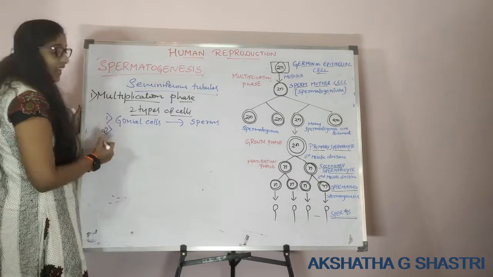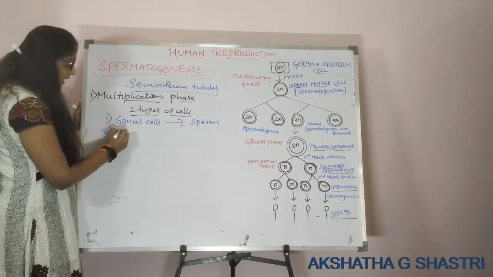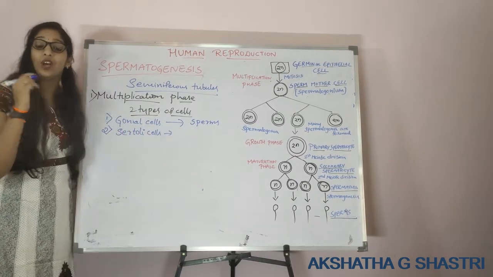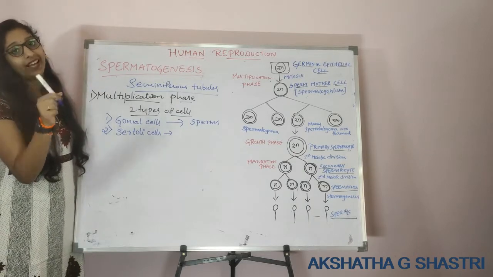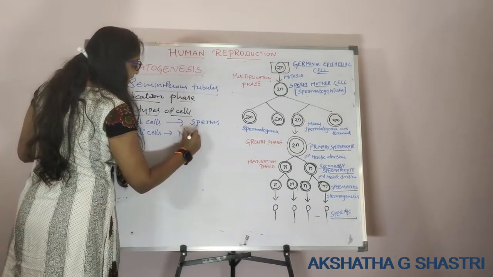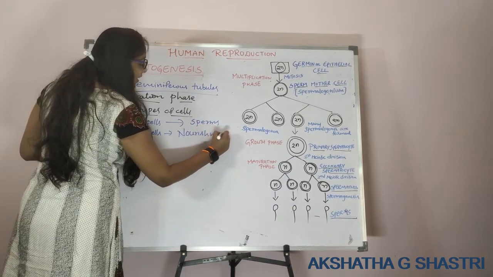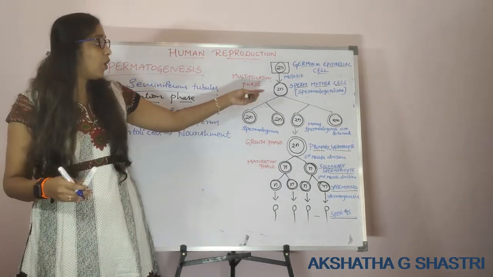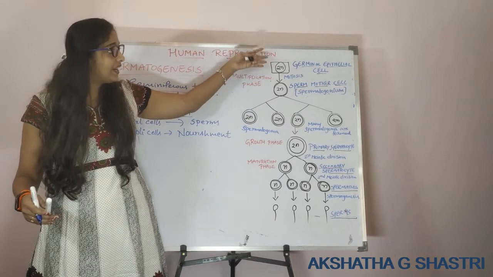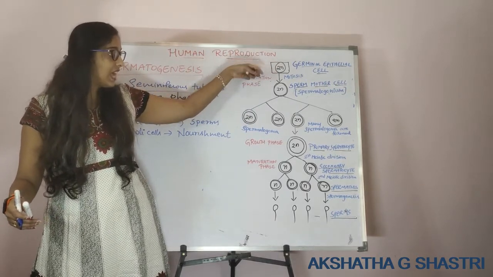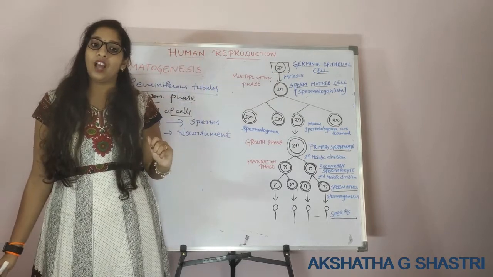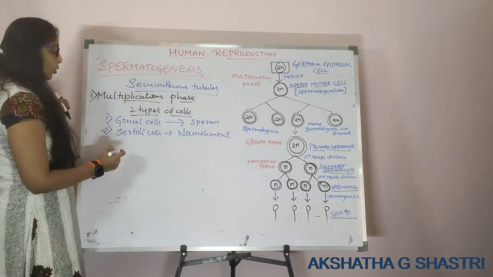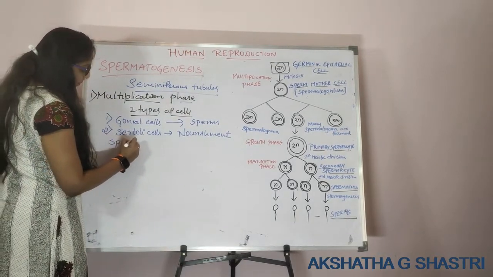The second type of cells is Sertoli cells. These Sertoli cells give nourishment for the developing sperms. These Sertoli cells give what? Nourishment for the developing sperms. See, this is spermatogonium. The germinal epithelial cell first undergoes mitosis and forms the spermatogonium. And where is it present? On the inner side of the seminiferous tubule.